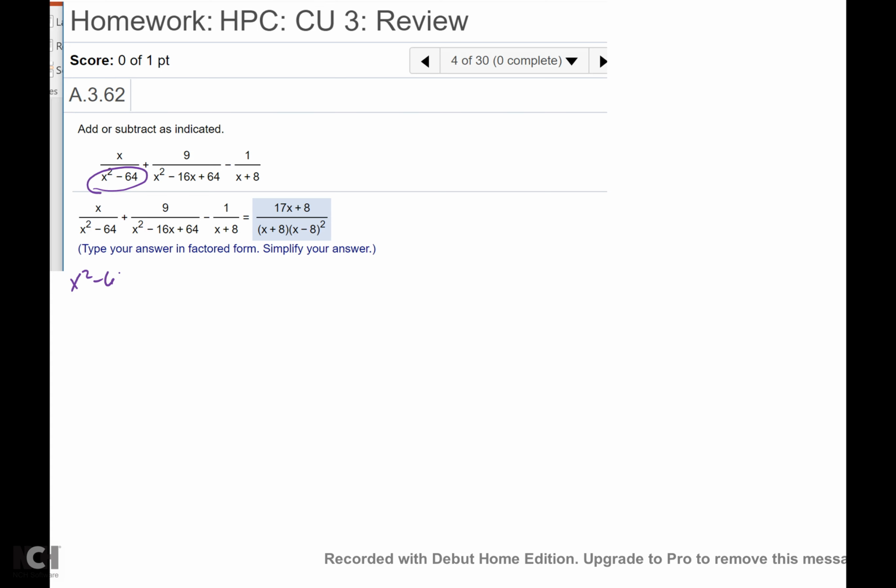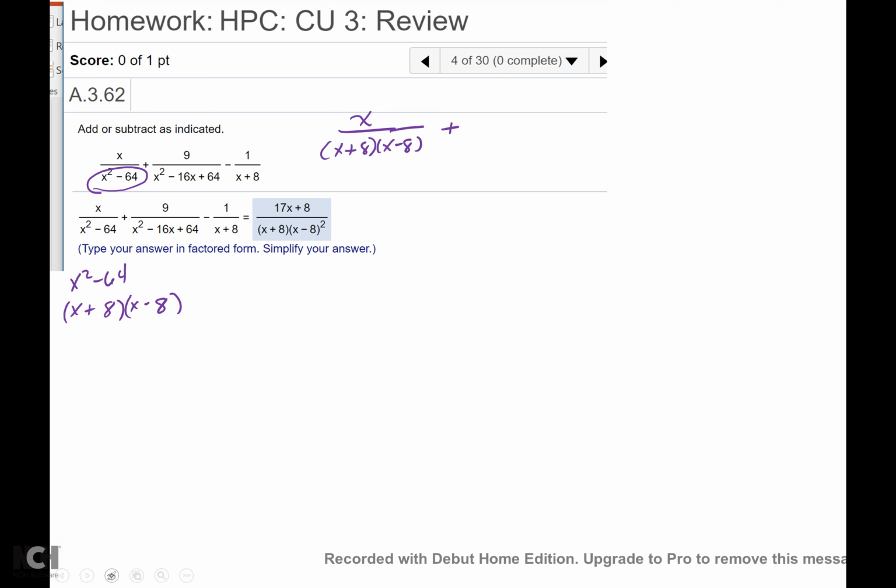x squared minus 64 factors into a binomial, plus and minus. The factors are the square root of x squared, which is x, and the square root of 64, which is 8. So I can rewrite that top one as x plus 8 times x minus 8.